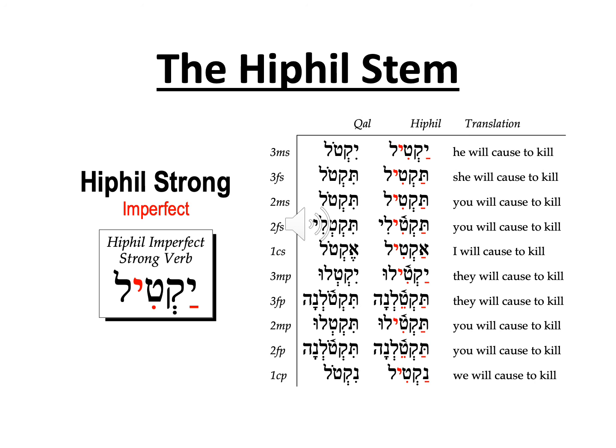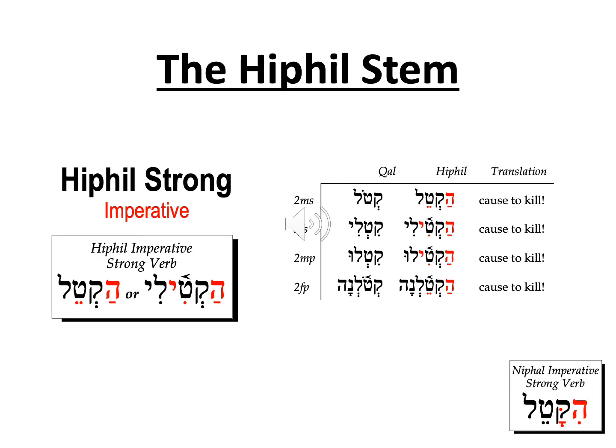Typically there will be a hireq yod still after the second and third root letters, but occasionally that becomes a tsere, still a long E or I class vowel. But again, the giveaway of the Hiphil imperfect is the presence of the patah underneath the preformative letter. The Hiphil imperative is formed like other stems' imperatives, where the preformative of the imperfect is dropped. However, the Hiphil will also add a he at the beginning of the Hiphil imperative, still maintaining either the tsere or the hireq yod after the second root letter.